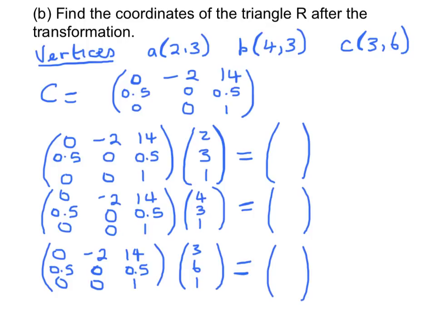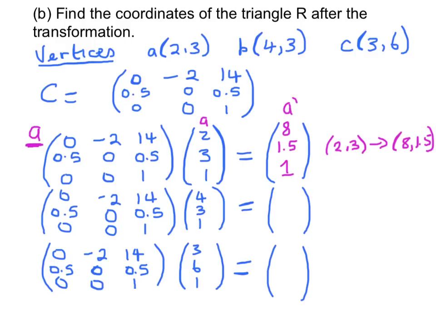So to find the new coordinates, we have to take the combo matrix and multiply it by each of the individual coordinates. Starting off here, this is at point A. Here's the combo matrix, and we're multiplying it by the vector for A. When we do this multiplication, double check it, it's 8, 1.5, 1. So this is A dash. So under the transformation, the point 2, 3, which is A, gets moved to 8, 1.5.